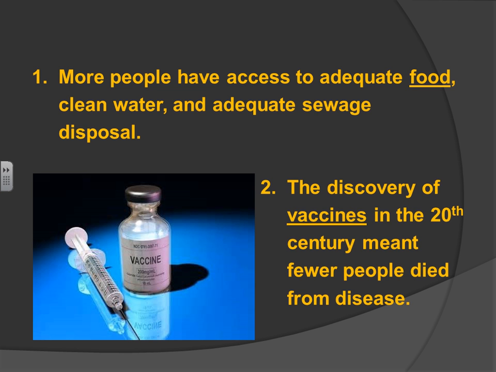Number two, the discovery of vaccines in the 20th century meant that fewer people died from disease. So anything you can think of, pneumonia, tuberculosis, any of those kinds of bacterial infections that people used to die from can now be controlled with vaccines, and because of vaccines we can now develop an immunity to diseases that used to cause people to die.